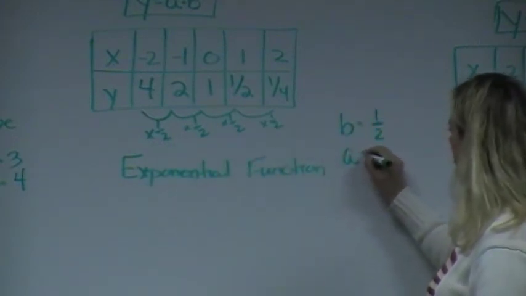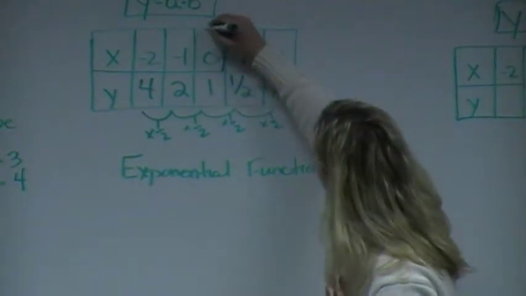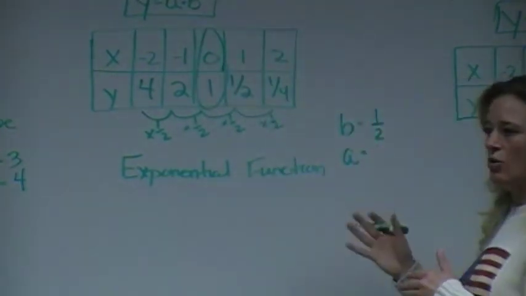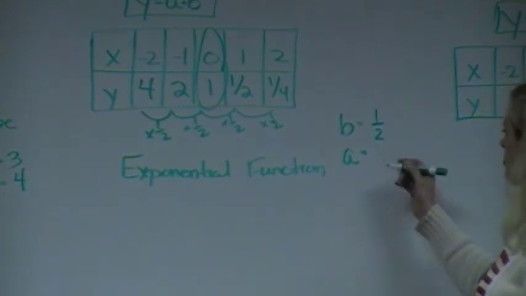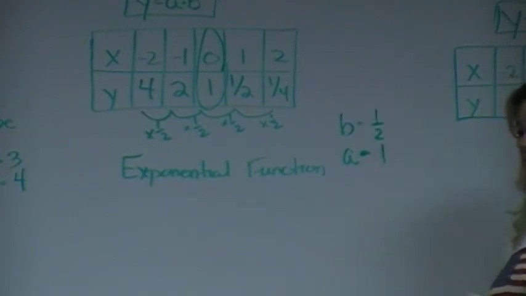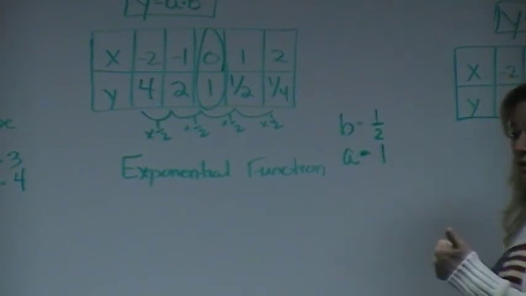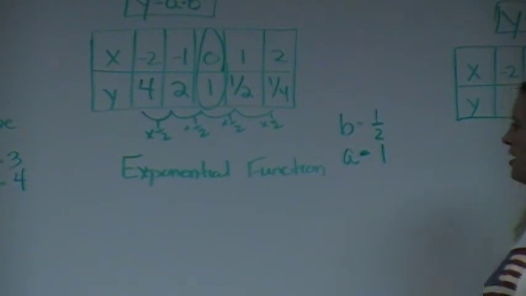What's my a going to be? That's my y-intercept. 1, exactly, because whenever x is 0, whatever y is, that's my y-intercept. So my a is 1. Do I have enough to write my function now? Yes. I have my y-intercept, which is 1. I have my growth, my decay factor, which is 1 half.